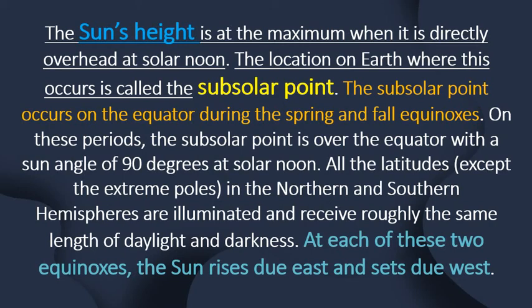The subsolar point occurs on the equator during the spring and fall equinoxes. On these periods, the subsolar point is over the equator with a sun angle of 90 degrees at solar noon. All the latitudes except the extreme poles in the northern and southern hemispheres are illuminated and receive roughly the same length of daylight and darkness, or nighttime. At each of these two equinoxes, the sun rises due east and sets due west.